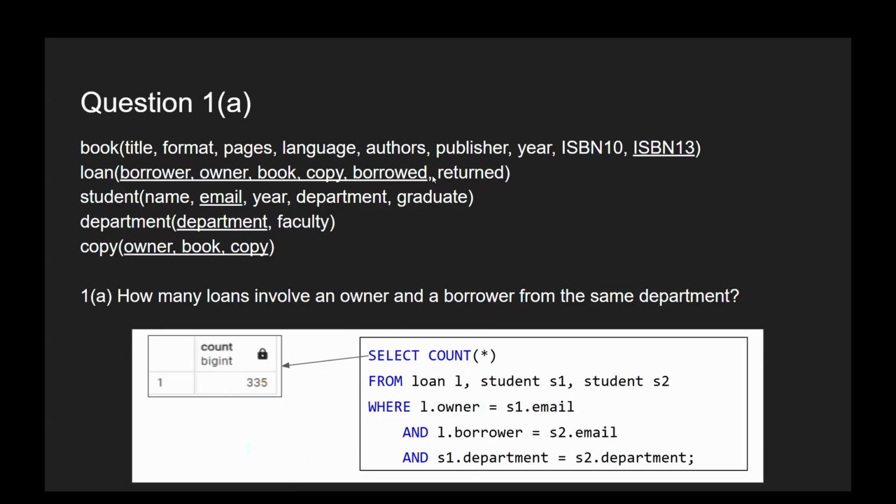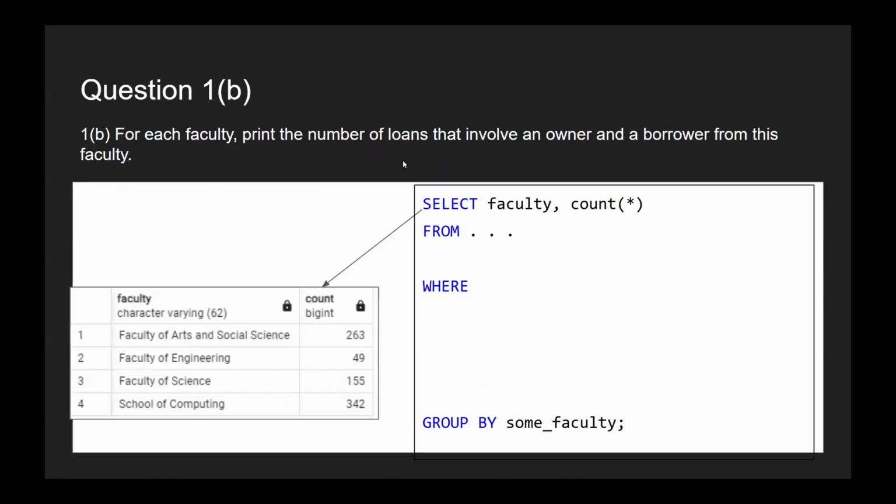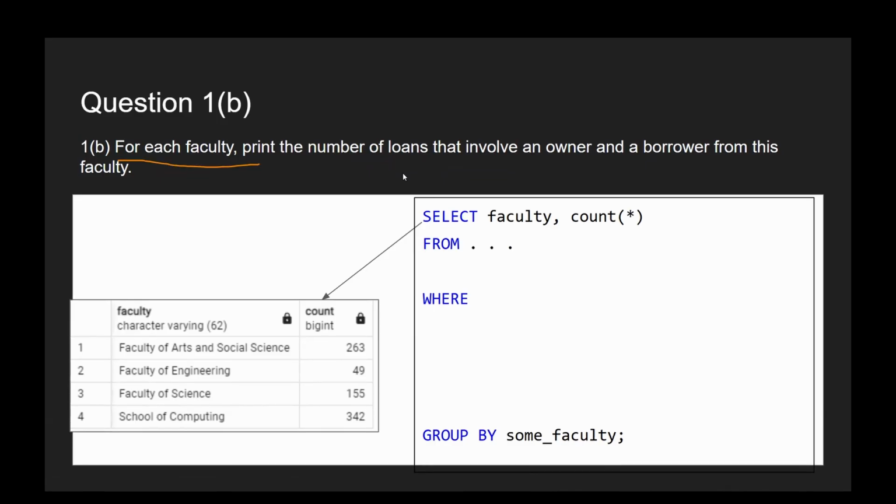Okay. Shouldn't be too difficult because it's something that we learned earlier. Okay, now let's move on to question 1b. For each faculty, print the number of loans that involve an owner and a borrower from this faculty. So for each faculty, we want to print all the counts here. We have this faculty, this faculty, this faculty, this faculty.